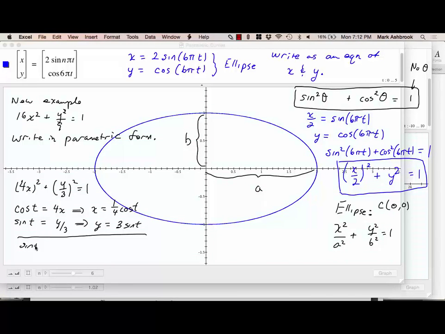So now let's do sine t equals 4x and cosine t equals y over 3. And then x would be 1/4 sine t, and y would be 3 cosine t. Okay. Different function or the same function? So here's function 1, function 2. Different or the same? Different function, but it should give the same points. Let's see it.